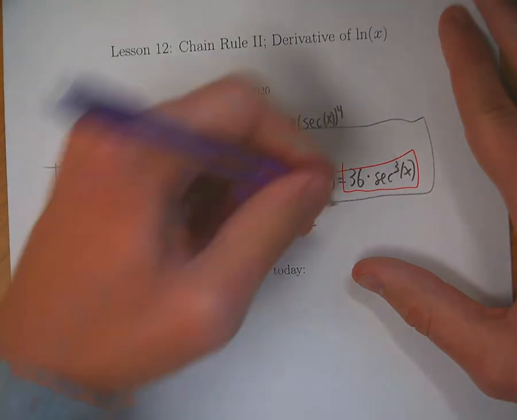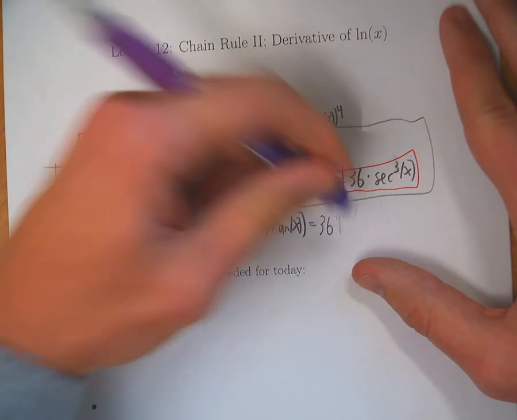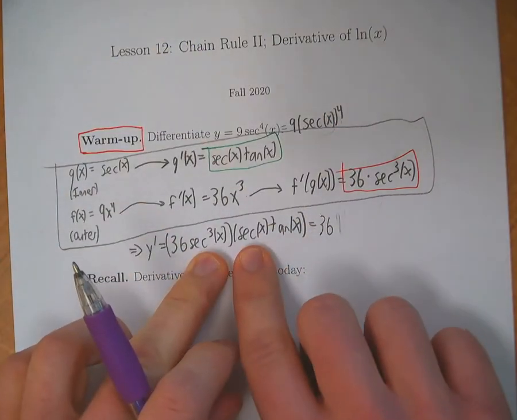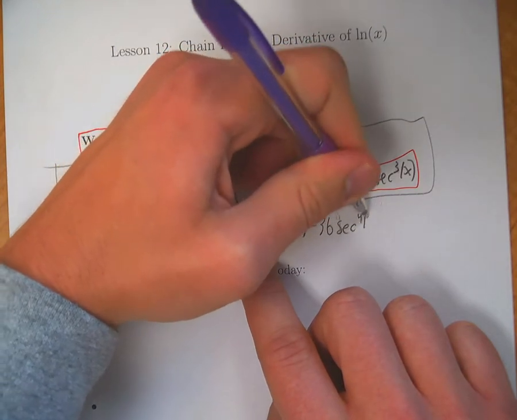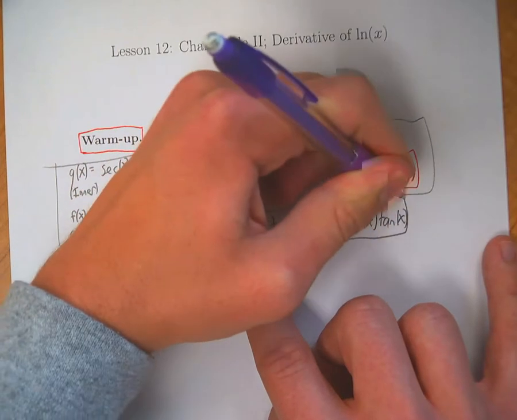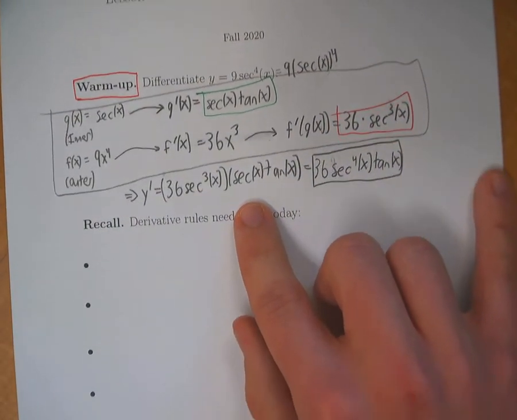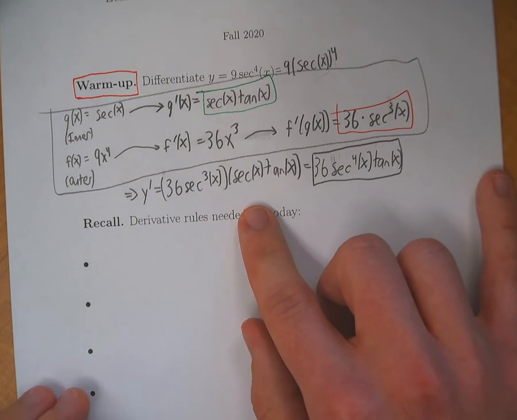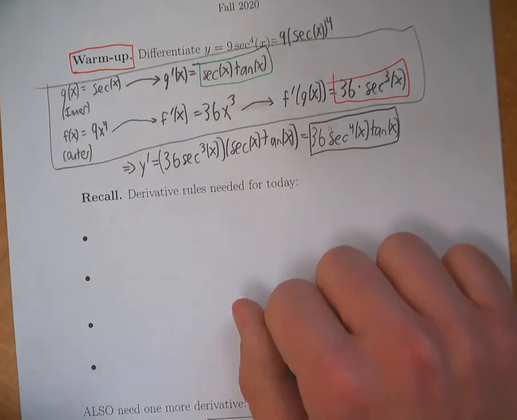So this is just 36 times secant to the fourth, because we have a secant cubed and a secant here. So secant to the fourth of x times tangent of x. That is going to be our derivative here. All right. Any questions on that? Okay. We will need this a little bit later in the lesson, but for now, let's just leave it as is.